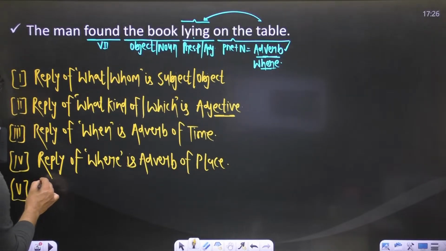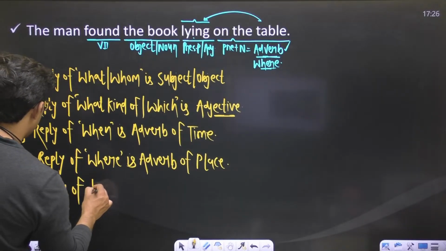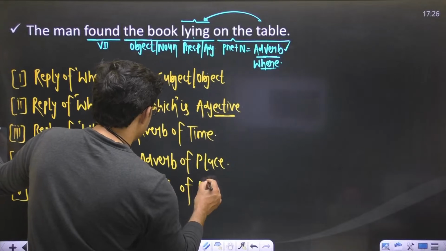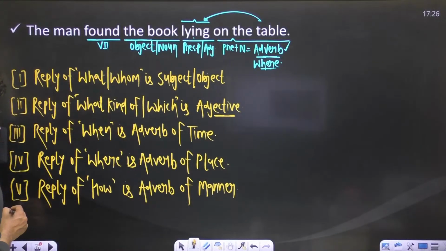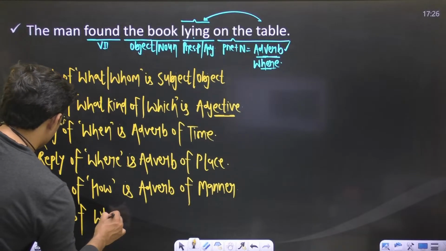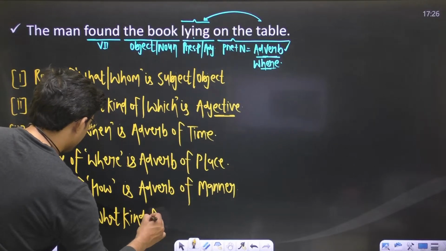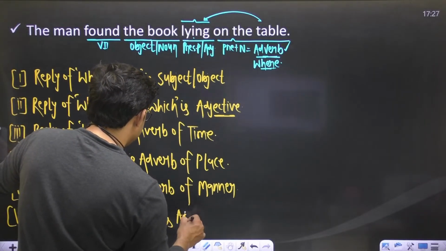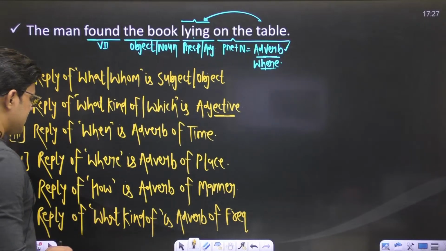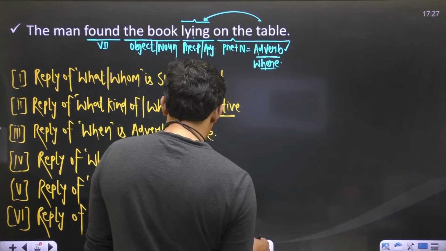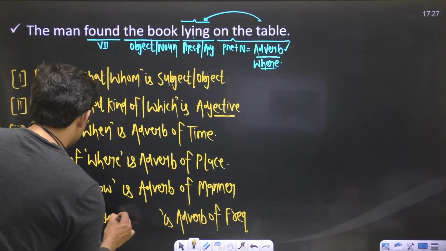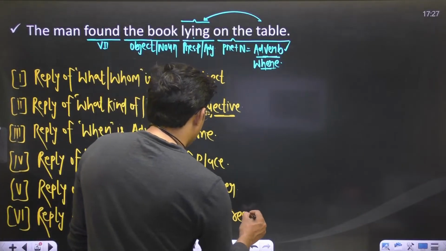Fifth point is the reply of how. The reply of how is adverb of manner. And sixth point is the reply of how often. The reply of how often is, you can say, adverb of frequency.